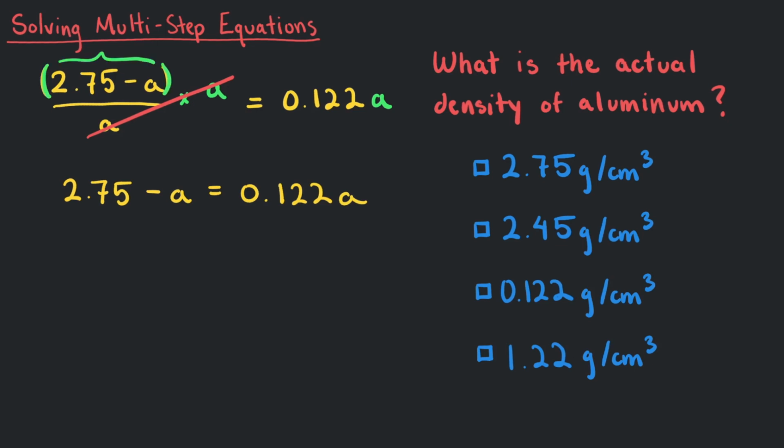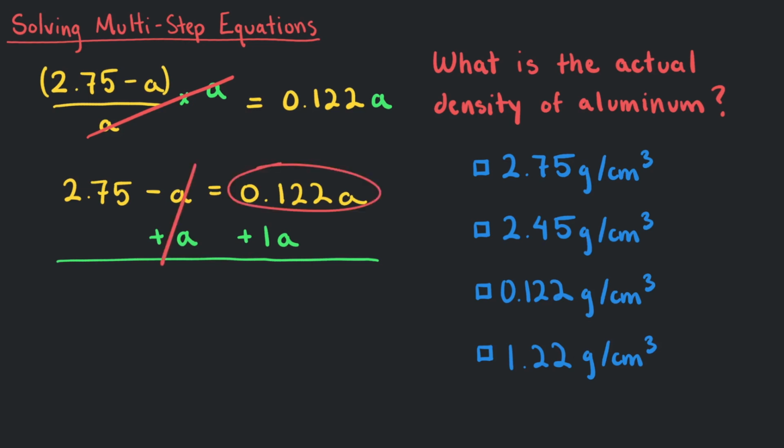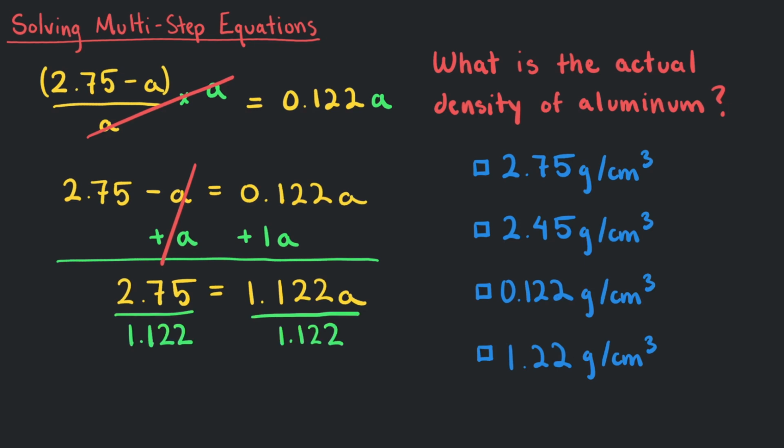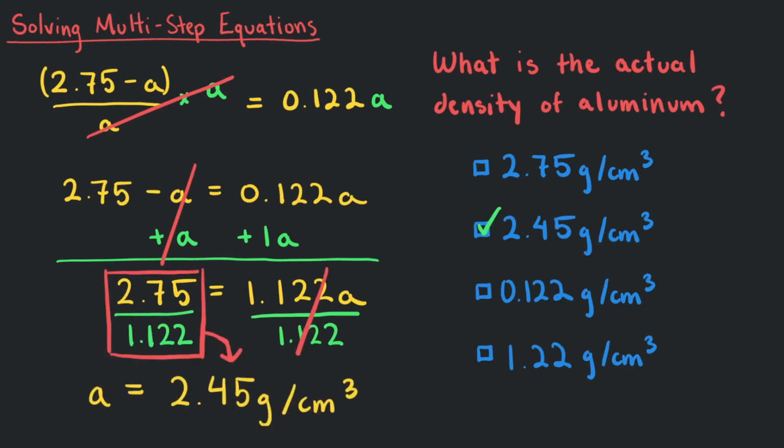Let's just add A, or 1A, to both sides to cancel it on the left, and on the right, 0.122A plus 1A is 1.122A. Lastly, we divide both sides by 1.122 to get a final answer of 2.45 grams per cubic centimeter as the actual density of aluminum.